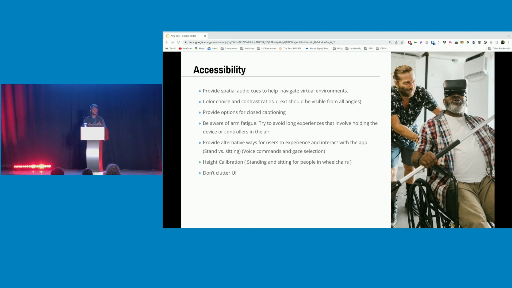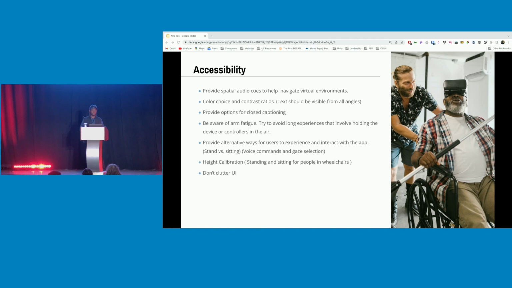So you want to make sure that you're creating things like text and stuff that are readable from all different angles. You also want to provide options for closed captioning. Now, I am one of those people who watch all my movies and TV shows with closed captioning on. So I actually enjoy it in virtual reality as well, especially if you have a lot of narrated experiences. And I really highly recommend it because you don't know where people are.